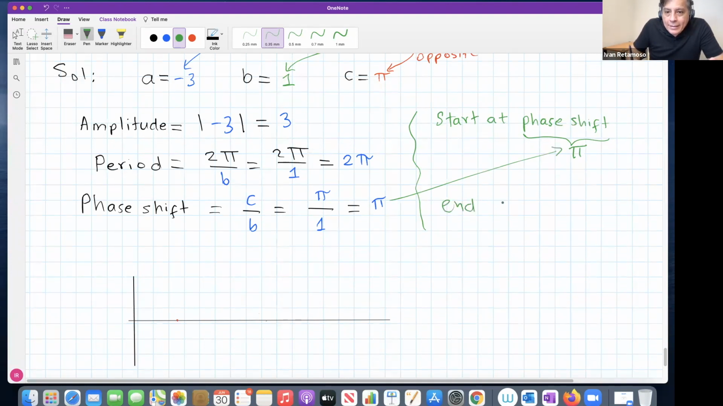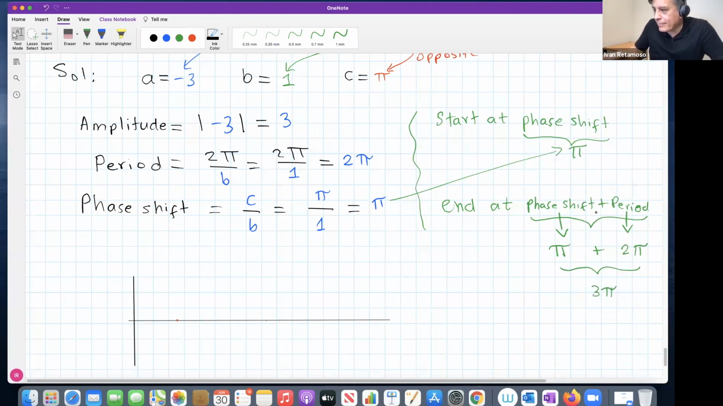And end at phase shift plus period. So you take a period, but it's starting at the phase shift. The phase shift is pi, the period is 2 pi, so phase shift plus period is 3 pi. So you will end your graph at 3 pi. You start at pi, you end at 3 pi. Very good. So in here, allow yourself some shift, call it pi.